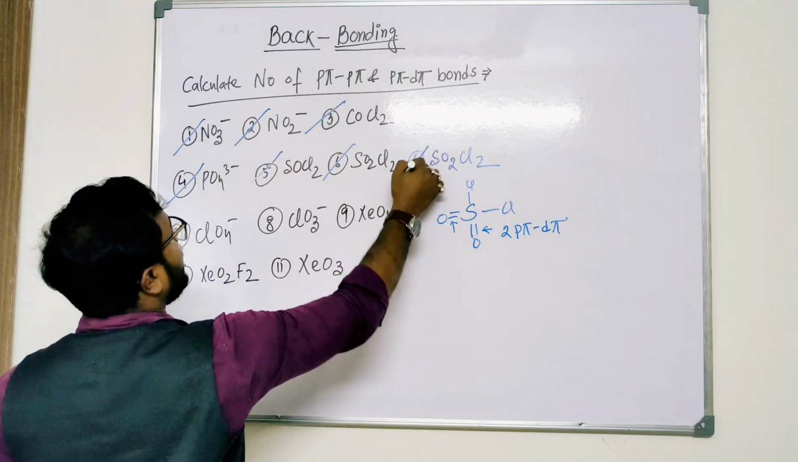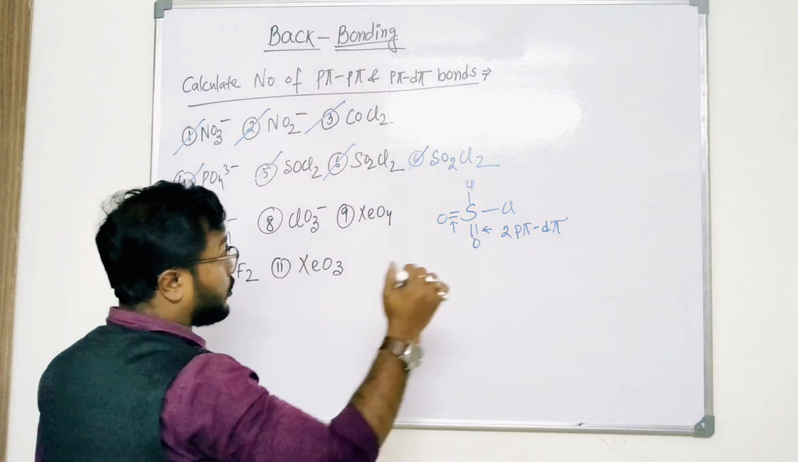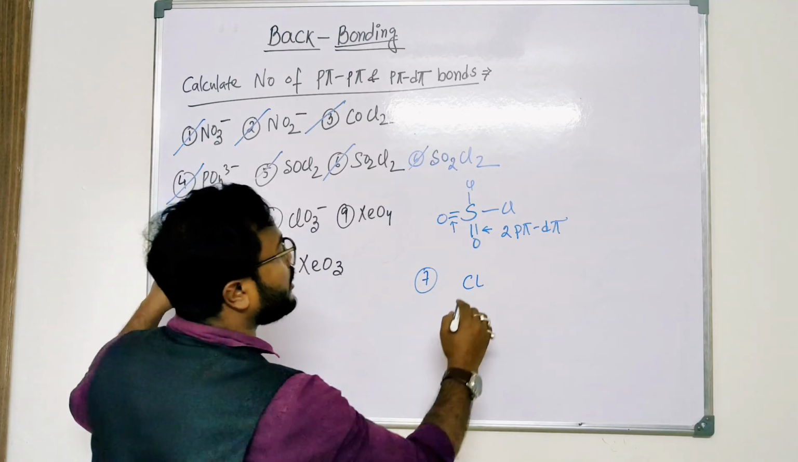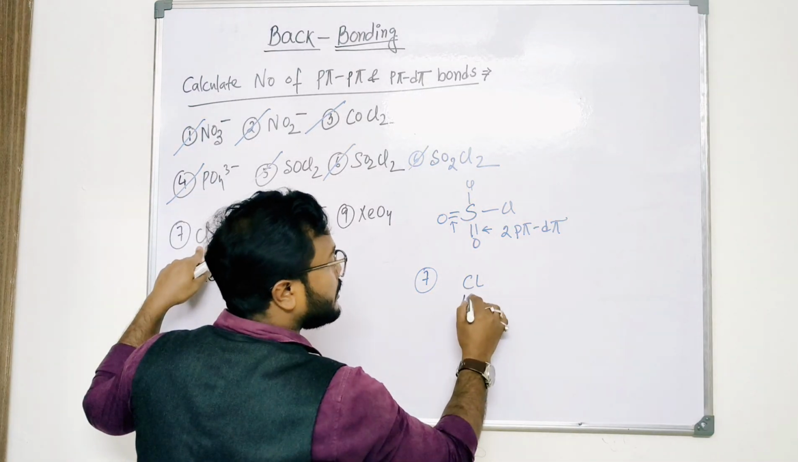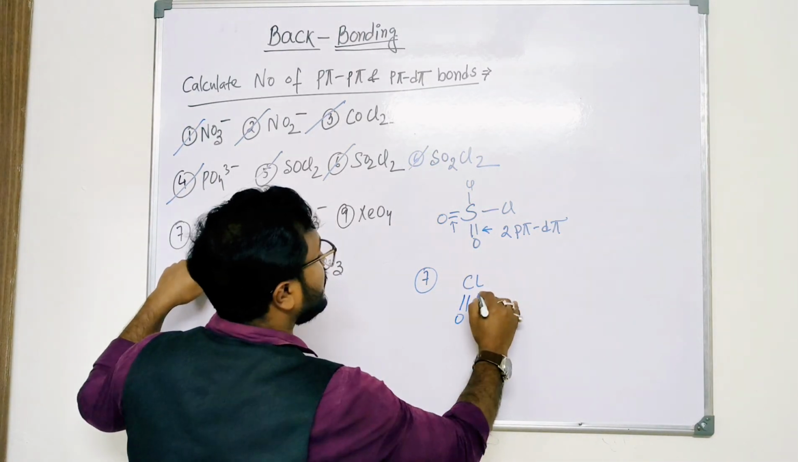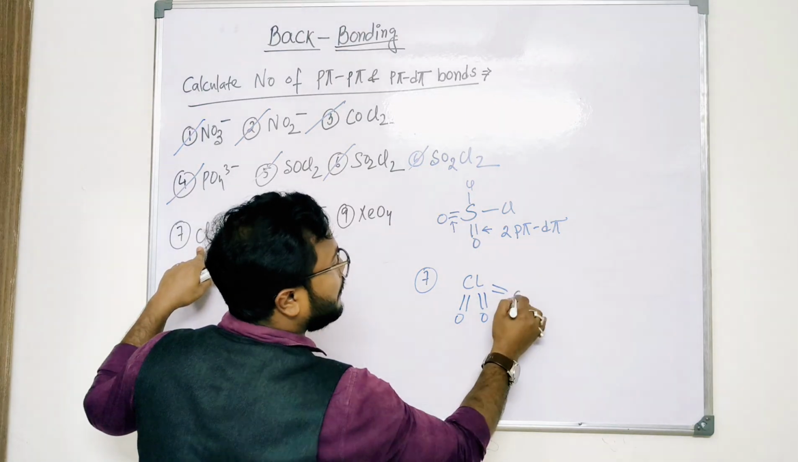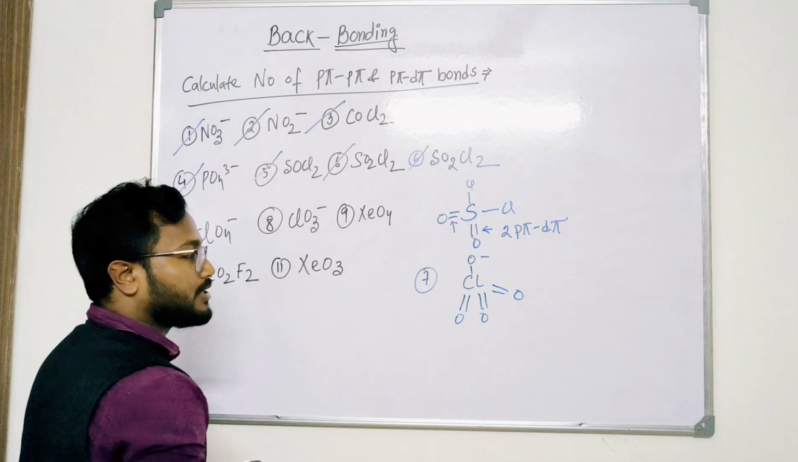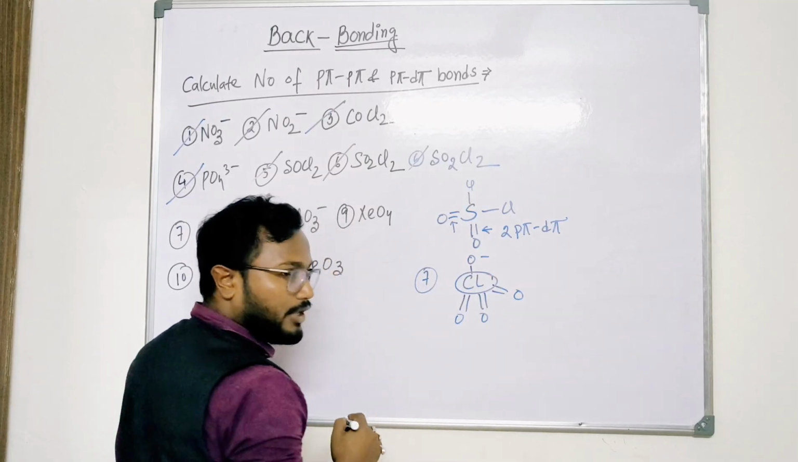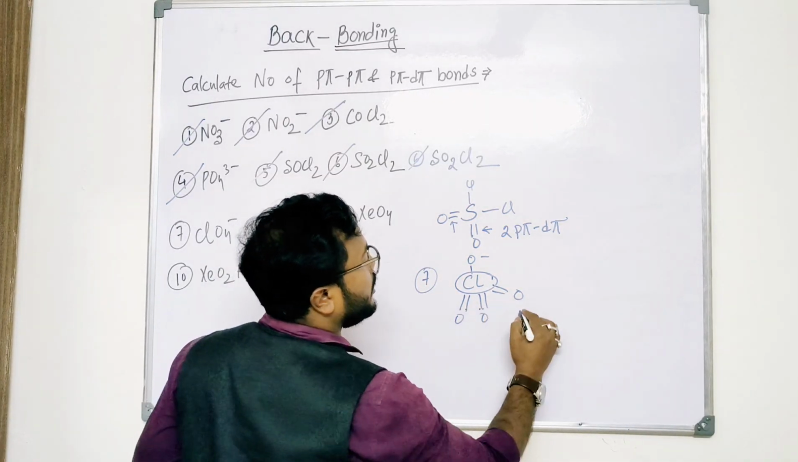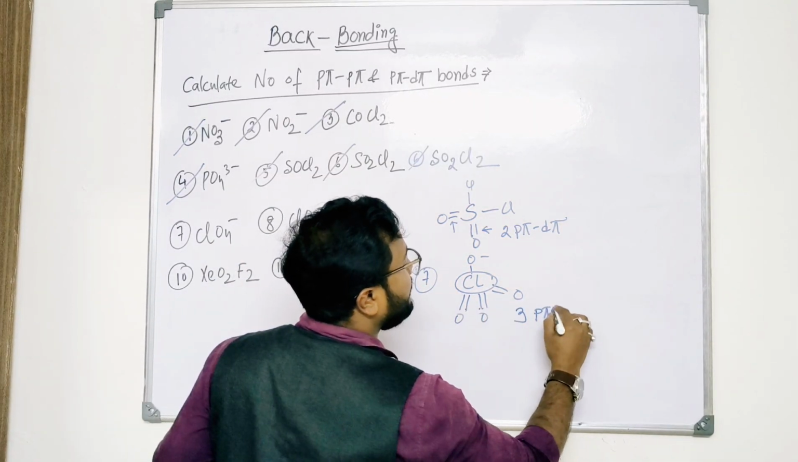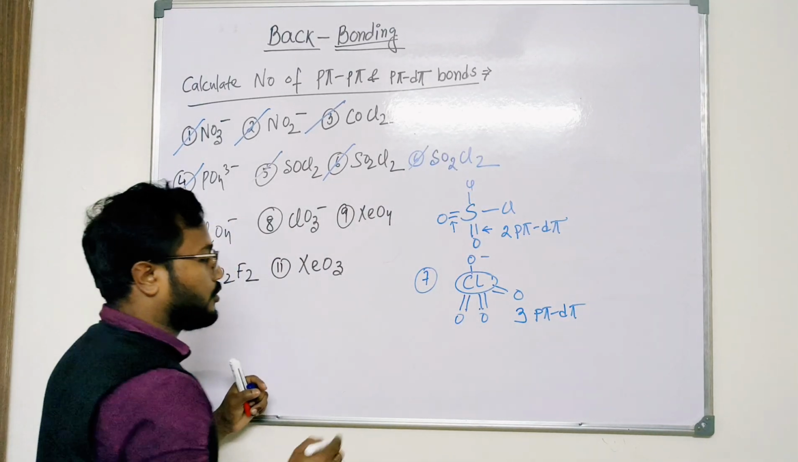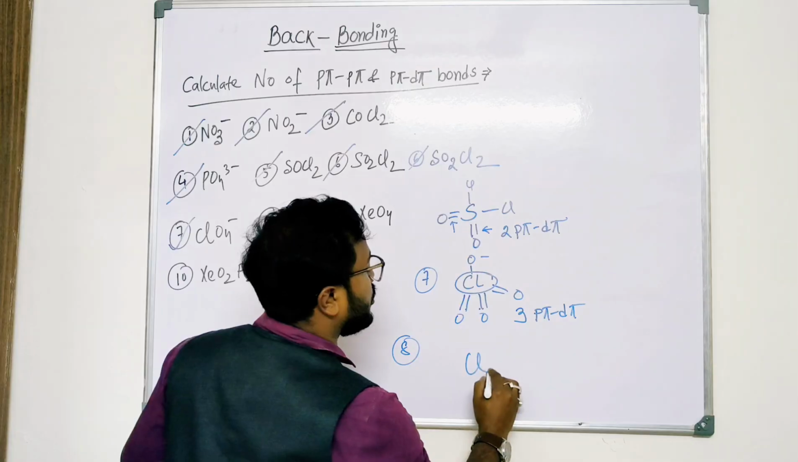possible. In case of ClO4 minus, 7th one, ClO4 minus, chlorine O4, so double bond O, valency 6, and this one 7, ClO4 minus. Chlorine has vacant d orbital, so 1 2 3, total 3 p pi d pi back bonding is possible for ClO4 minus. Let us take ClO3 minus.